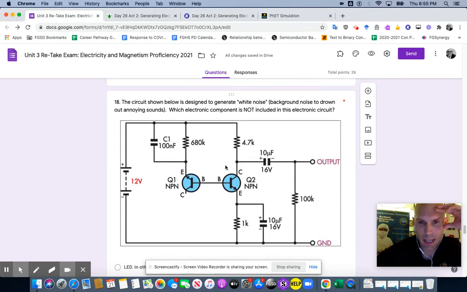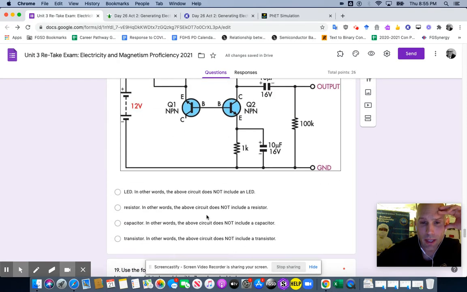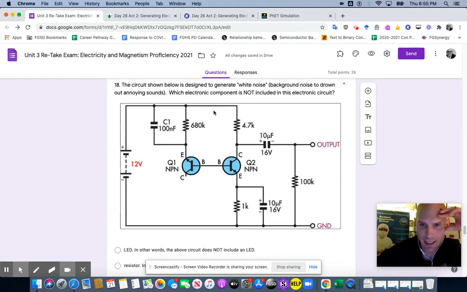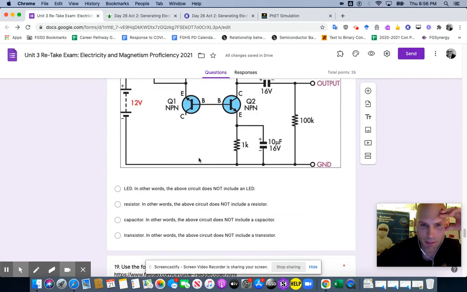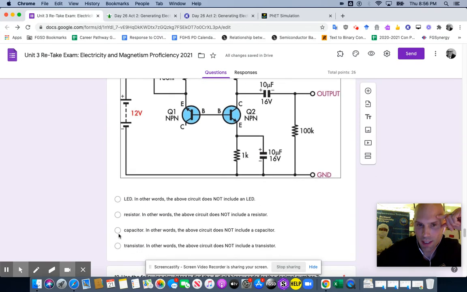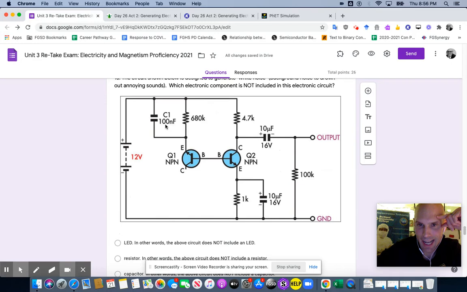You have the circuit here, and I want you to say which electronic component is not included in this electronic circuit. So you have some options down here. The LED, is that not in here? Or the resistor, or the capacitor, or a transistor. So basically, what you need to do is look at this schematic, and there's a bunch of symbols in here. Which of these symbols is not here?